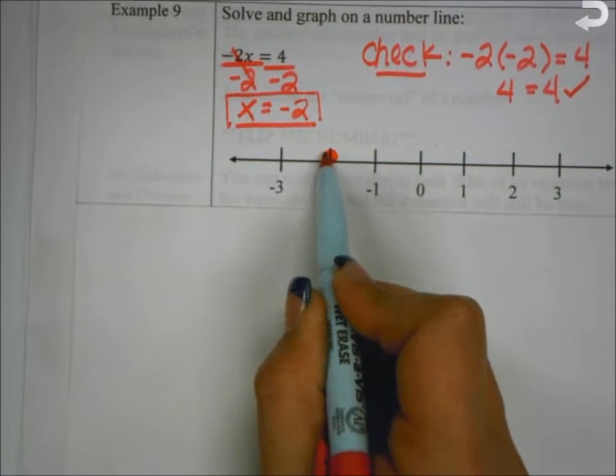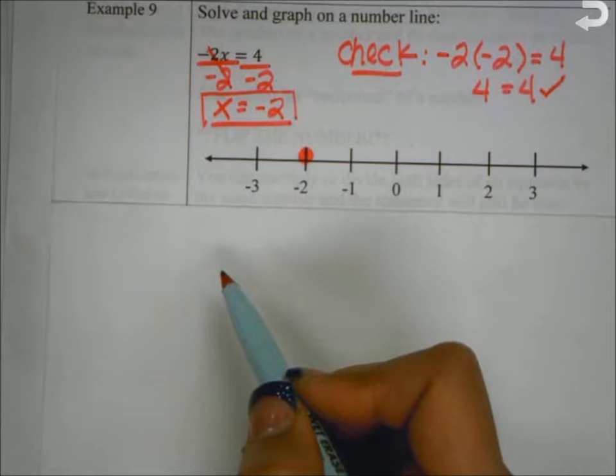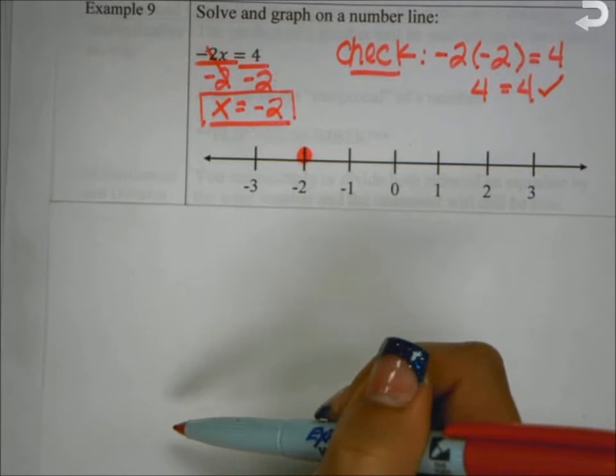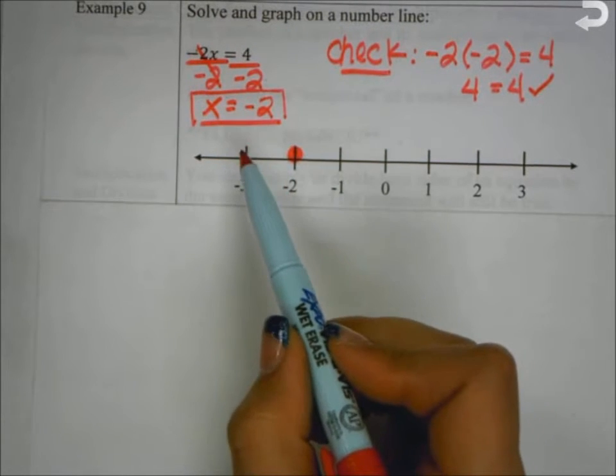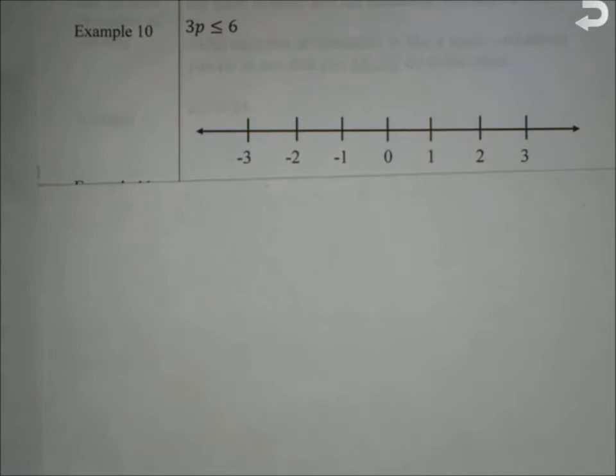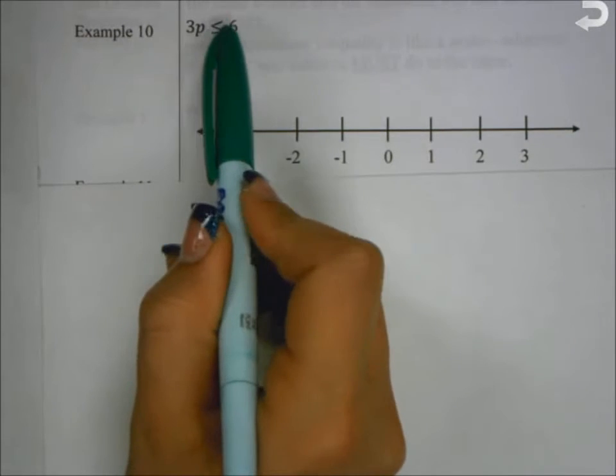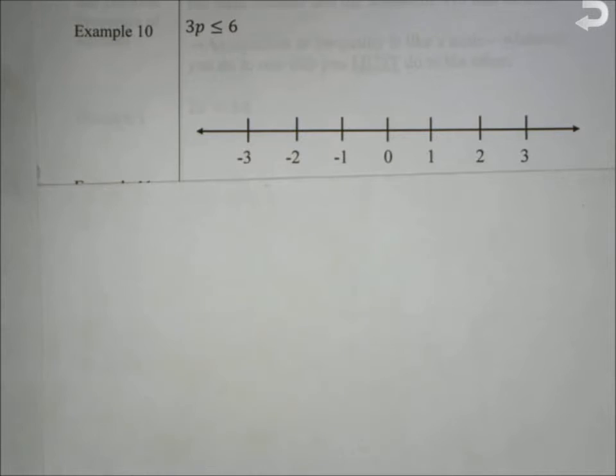Okay, example 10. 3p less than or equal to positive 6. Try that one on your own and graph it, please. Okay. All right. 3p less than or equal to positive 6. What do I do first? Darren, what do I do first? Divide by 3 on both sides?